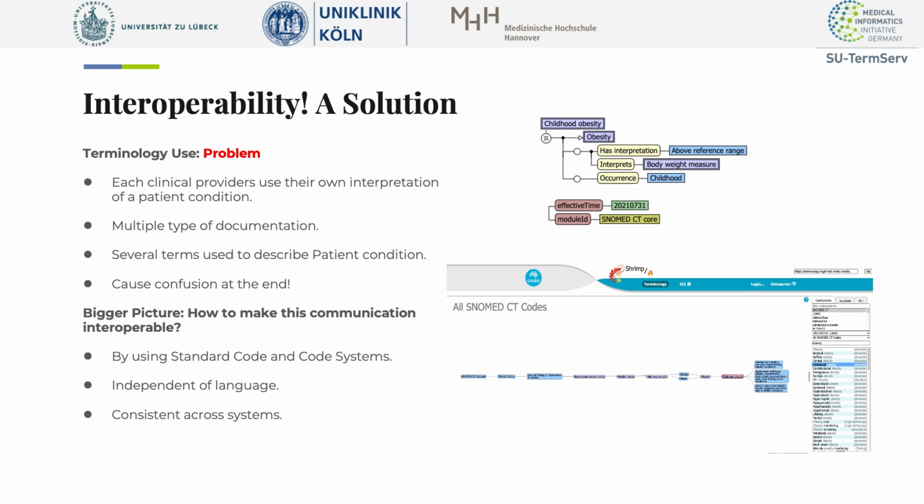So, how do we solve this? The answer lies in using standardized codes and coding systems that are language independent and ensure consistency across all systems. This brings us to Ontoserver. Let's see what it is and how it helps.